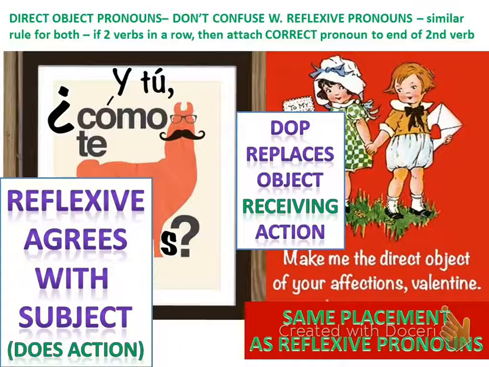So I want you to start thinking about direct object pronouns, and since Valentine's Day is coming up, I found this little graphic that might make you think about this. It's kind of a little grammar joke, so hopefully by the end of the presentation we'll get it: make me the direct object of your affections, Valentine. So think about somebody giving a card and somebody receiving a card for Valentine's Day.